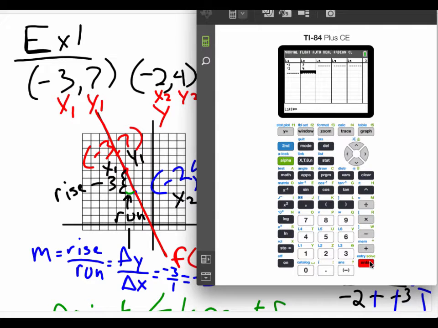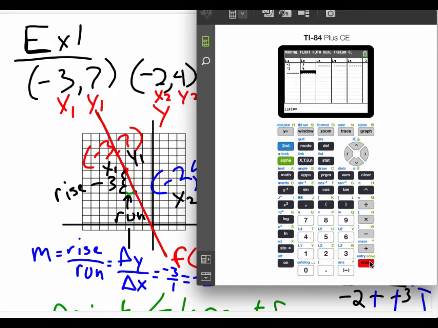Now, what's my greatest x value? -2. What's my greatest y value? 7. What's my lowest x value? -3. What's my lowest y value? 4. So we're going to set the window up. Now we did an equation of the line and we said that the y-intercept is -2. All right?